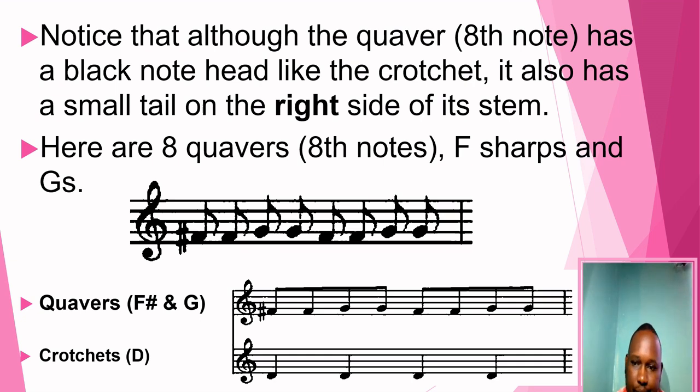As you can see, here we have quavers in F sharp and G, and we have crotchets in D. We want to compare them. As we said, half a crotchet is what we refer to as a quaver, and 2 quavers are equal to the value of a crotchet. That's this crotchet here is equal to these 2 quavers. This crotchet here is equal to these 2 quavers, and like that.